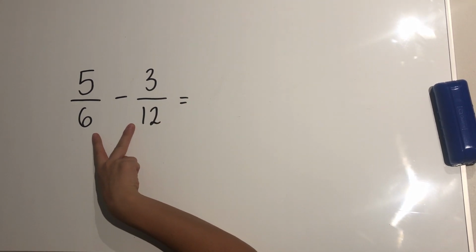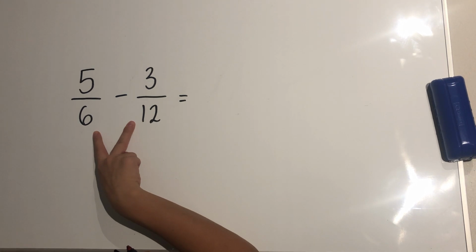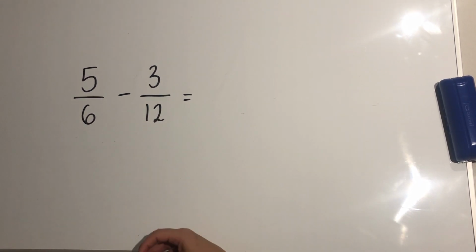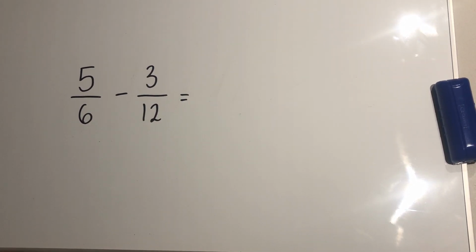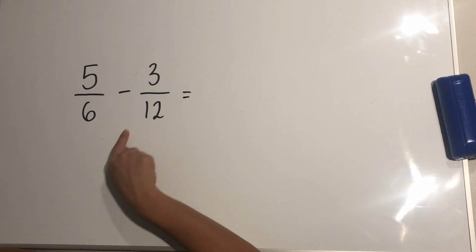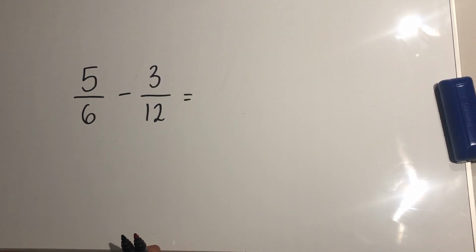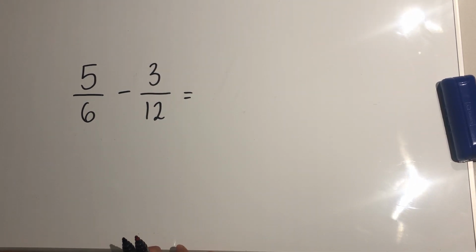12. Check, do we have the same denominators? And remember, our denominator is the bottom number. So here we've got 6 and 12. So what we need to do is we need to change our fractions to equivalent fractions that have the same denominators. So to do this, we must find the lowest common multiple. Sometimes you might see this as LCM.